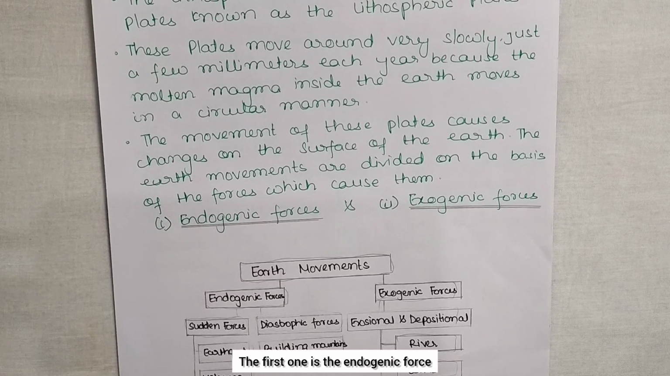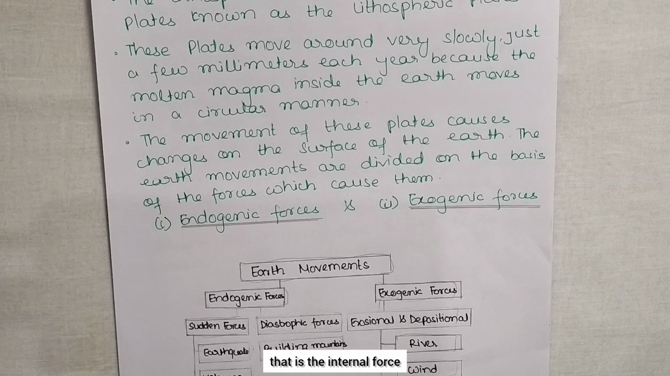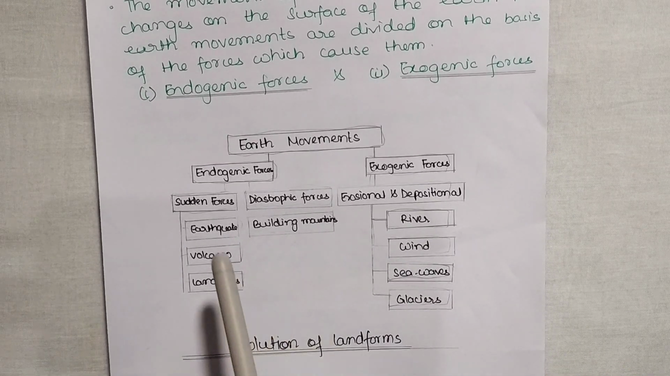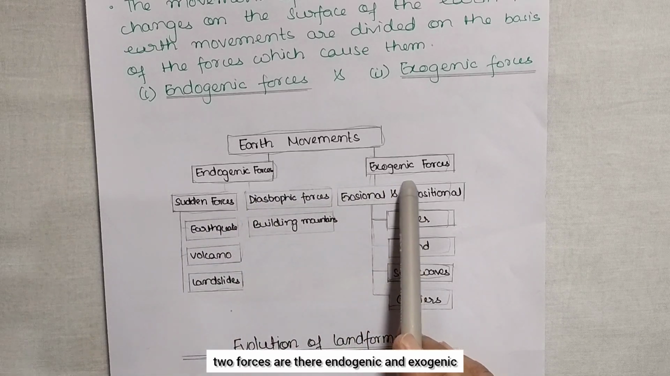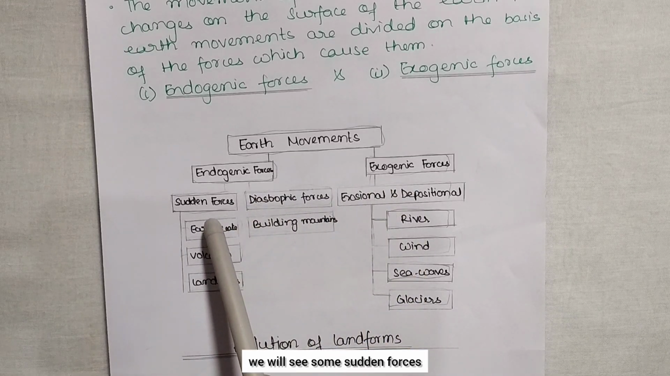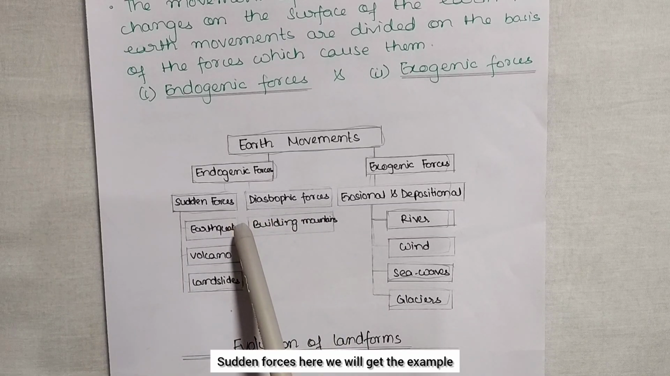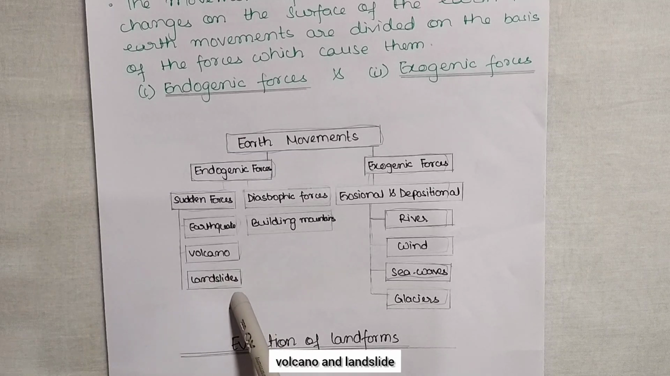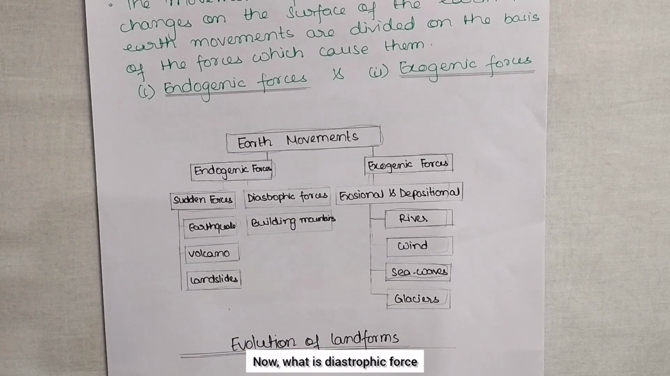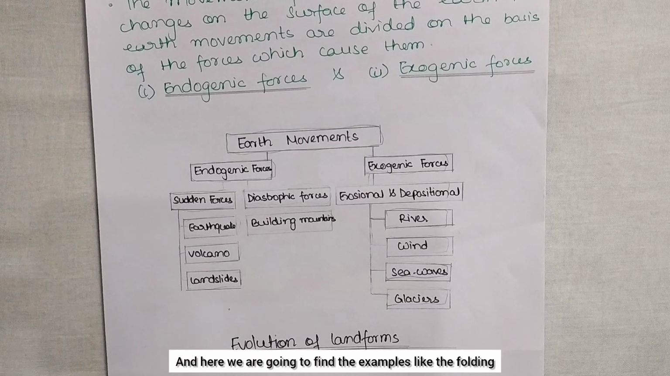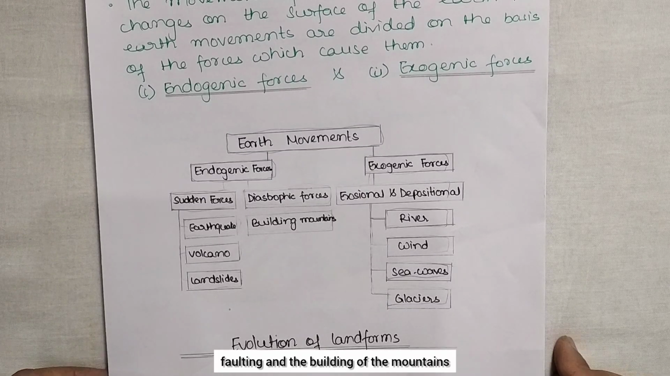The first one is the endogenic force, that is the internal force, and the next one is the exogenic force. See here, earth movement, two forces are there, endogenic and exogenic. So due to the endogenic force, we will see some sudden forces and some diastrophic forces also. Sudden forces, here we will get examples like the earthquake, volcano and landslide. Now what is diastrophic force? That is tectonism, the internal forces within the earth that cause deformation of the earth crust. Okay, and here we are going to find examples like the folding, faulting and the building of the mountains.